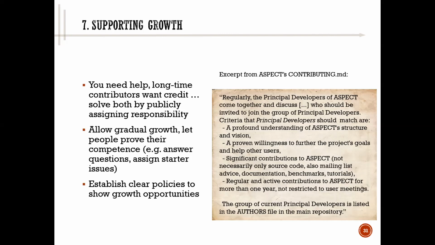So, for example, Aspect has a document called contributing.md on GitHub, which also discusses how principal developers are appointed for Aspect. And it contains criteria. And this is important because, first of all, it shows people that they can become principal developers. A PhD student could see that if I am interested in that project and I do these things, then I could become one of the principal developers. It shows a path perspective. And also it avoids the impression of a closed society that doesn't want anyone to join.